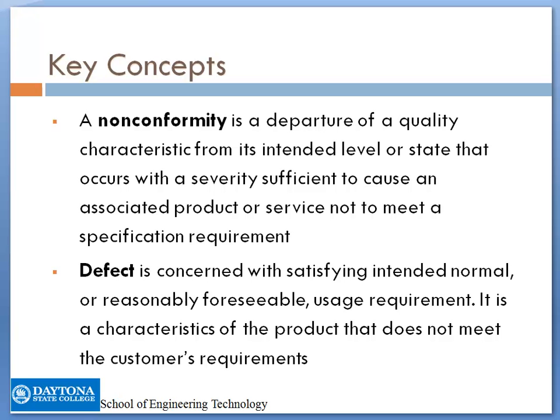Now, a defect is concerned with satisfying intended normal usage requirement. It is a characteristic of the product that does not meet the customer's requirement. For instance, let's go back to that painting job. You can have a missing area of that wall that is just missing some paint. You have a defect there, but it doesn't mean that you cannot use the house for its intended purpose, which is living in the house as a shell. So once again, the defect is a characteristic of a product that does not meet the customer requirement. It doesn't mean that it doesn't work. It's just missing that specific quality characteristic.